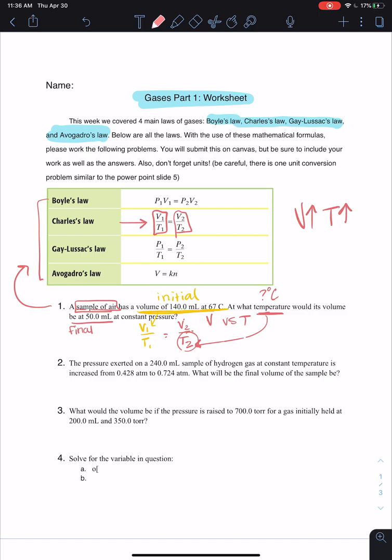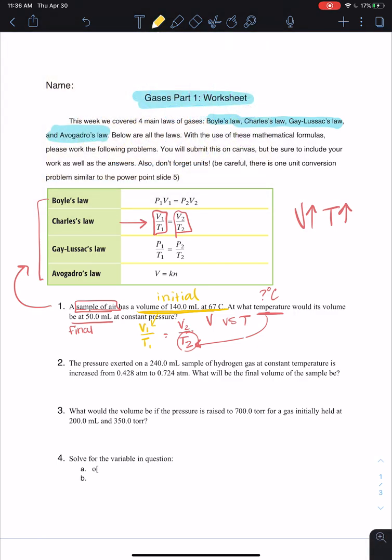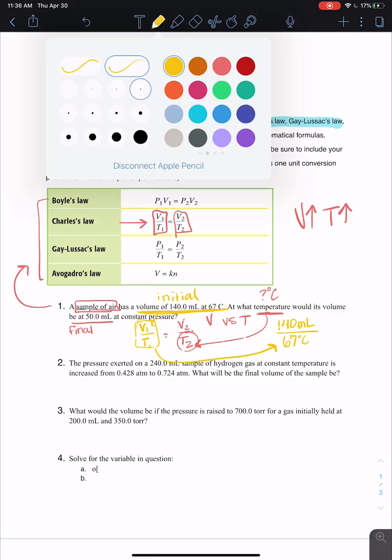Now, there's several ways that you can do this. You can go ahead and manipulate the equation, or you can just go ahead and put your numbers in. I always put my numbers in just because that's me, and I like to do that. So what I'm going to do is fill this in over here. Our initial volume is 140 mL, and our initial temperature is 67 degrees Celsius. All I did was fill it in right there.